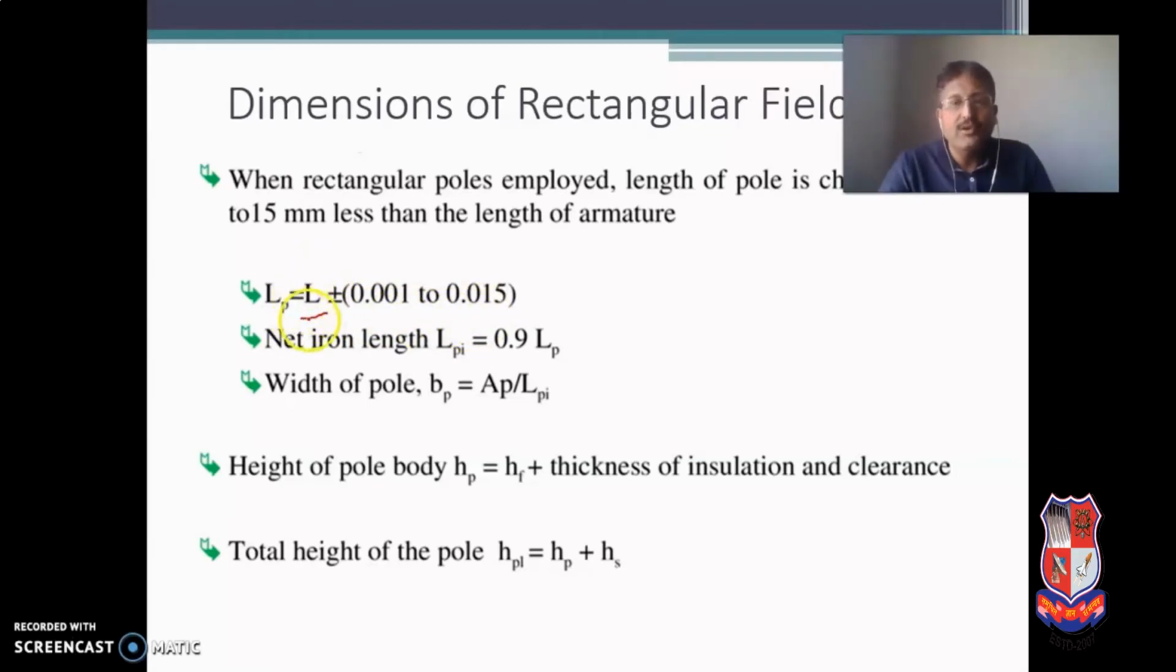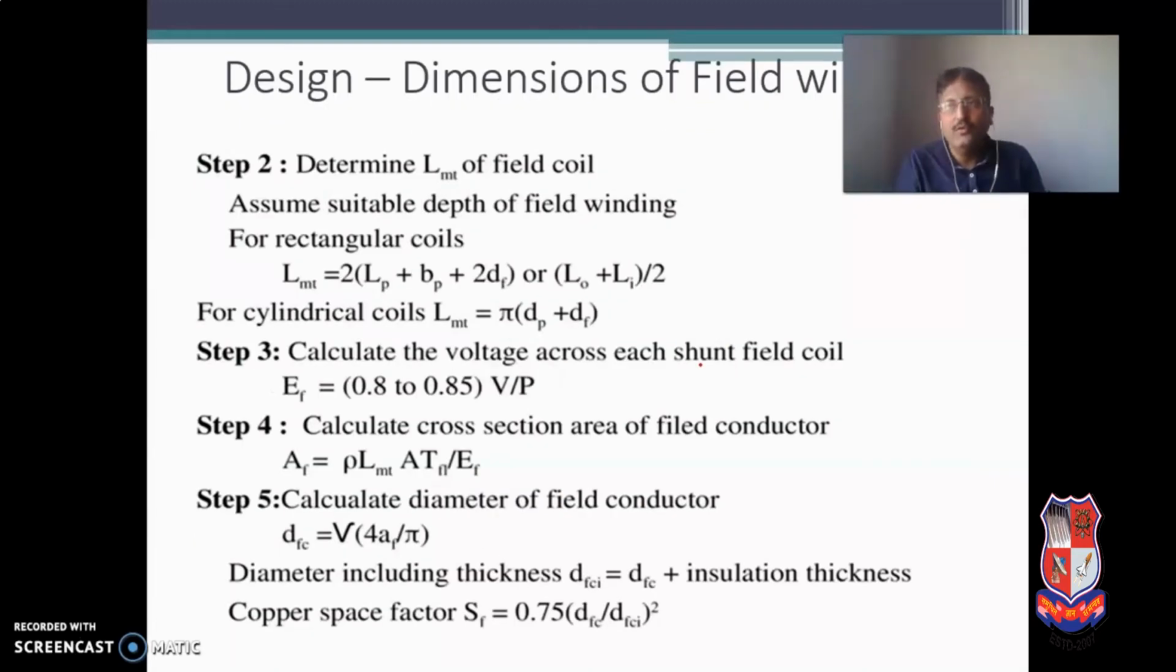Once you get the length of the pole, you have to consider the net iron length by considering the 0.9. What is that? Yes, stacking factor. Then the width of the pole is the area of the pole divided by the net iron length, that will give you the width of the pole. Now what is the height of the pole body? The height of the pole body is the height of the field winding plus thickness of insulation and clearance. So in case of field pole, whether it's circular or rectangular, you can find out all the dimensions.